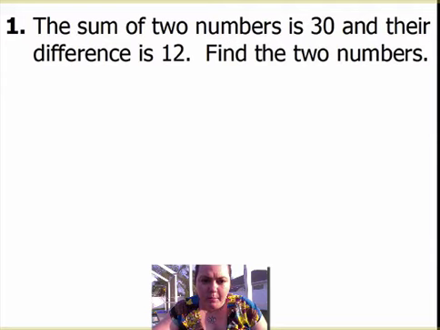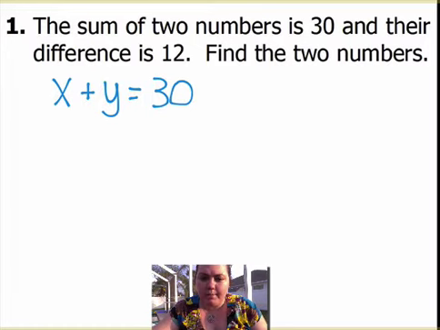Alright, so the first problem, the sum of two numbers is 30, and their difference is 12. Find the two numbers. So the sum, that's an addition word, that means I'm adding, of two numbers. Well, I don't know what the two numbers are, so we're going to give them two different variables, is 30. So I'm going to say x plus y is 30. Their difference, that's a subtraction word, is 12. So if I take those same variables, x and y, but I subtract them, I would get 12.